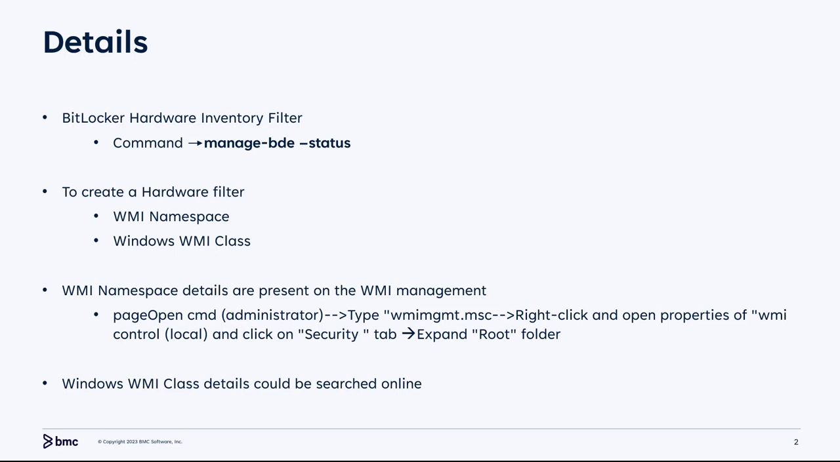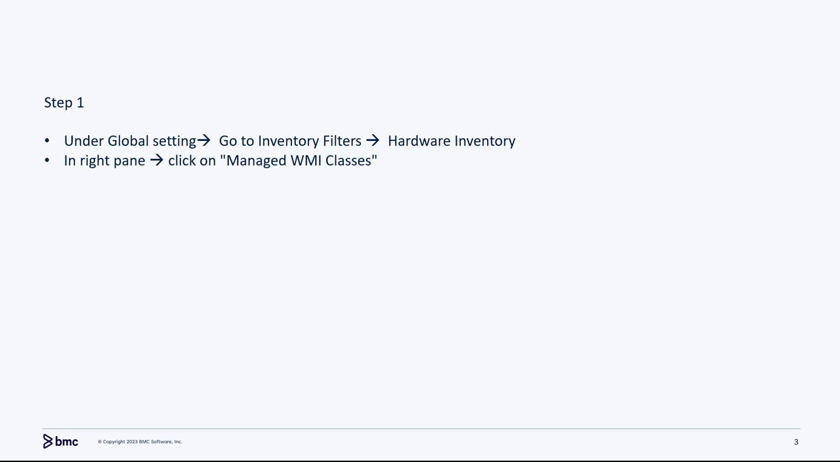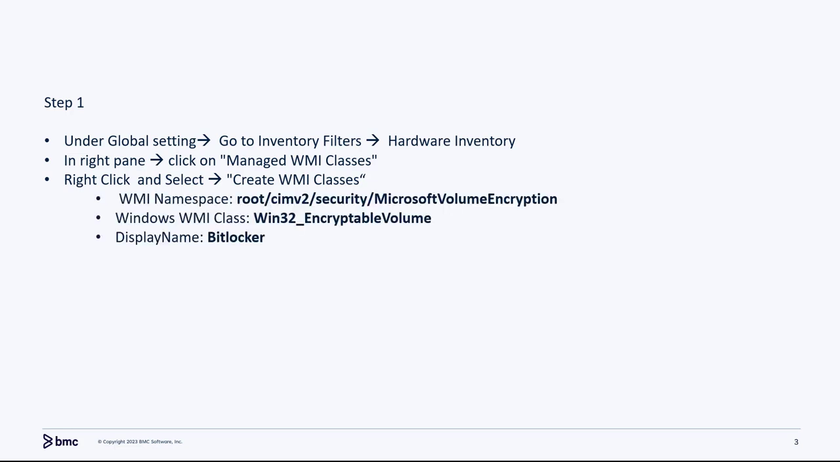Now the hardware inventory filters are created in two steps. In the first step, you will create the filter, and in the second step, you will enable it to accept the traffic. Proceeding with the first step, you go to the global setting, inventory filters and hardware inventory. In the right pane, click on manage WMI classes. Right click to create the WMI class and input the below details.